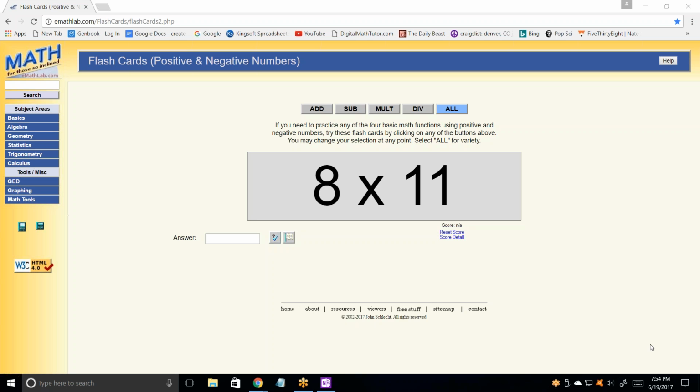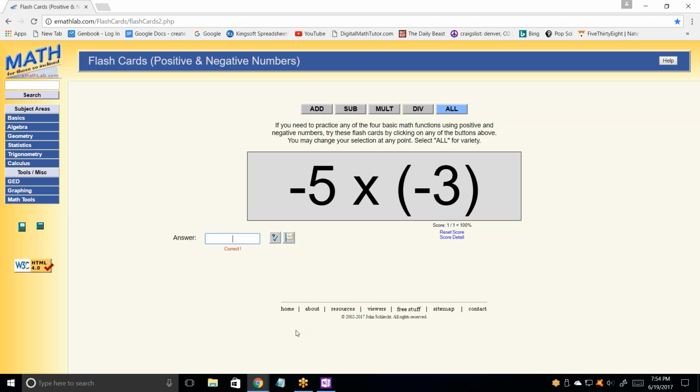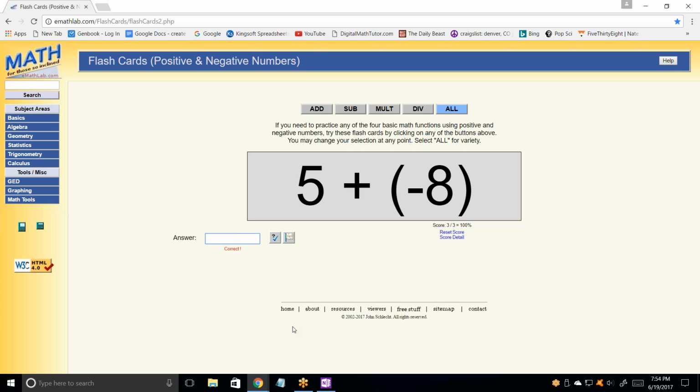I'm just going to see, you don't have a calculator in front of you, do you? I don't. Good. I don't want you to. Okay. Give me the answer as quick as you can. 88. Negative 15. -4. -3.